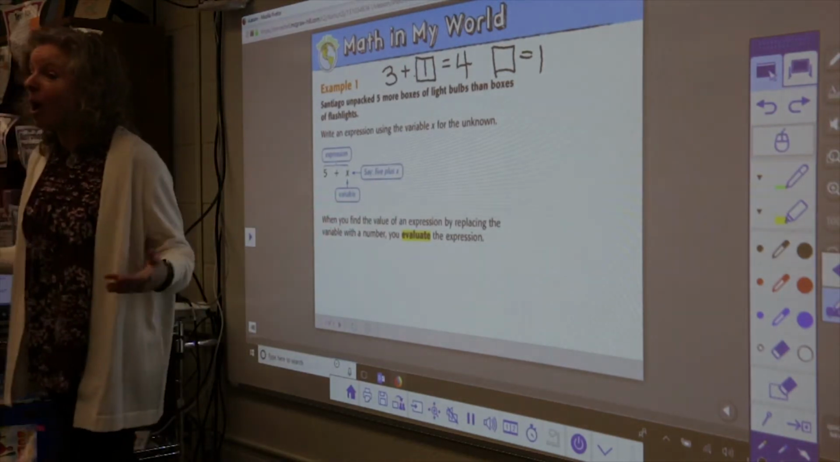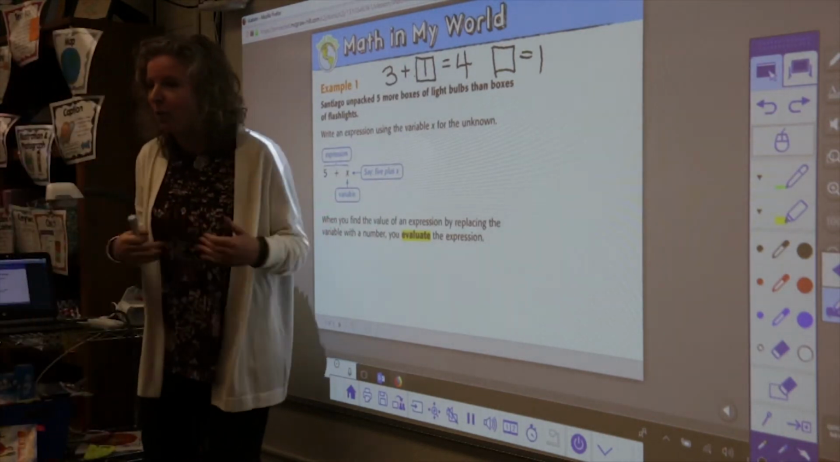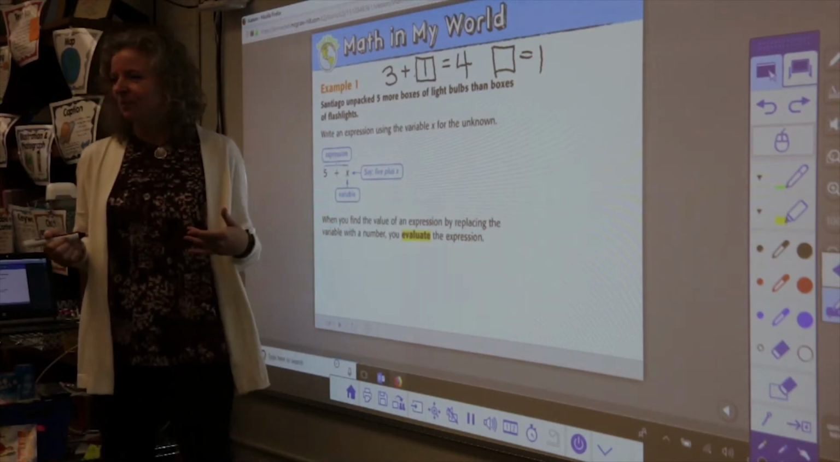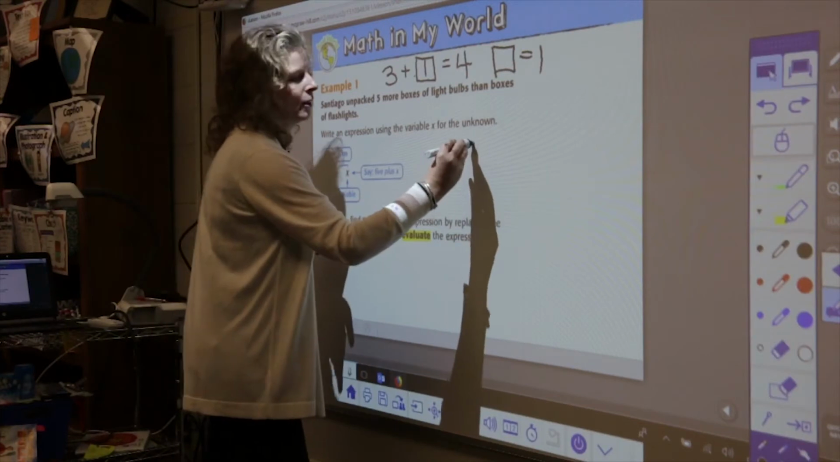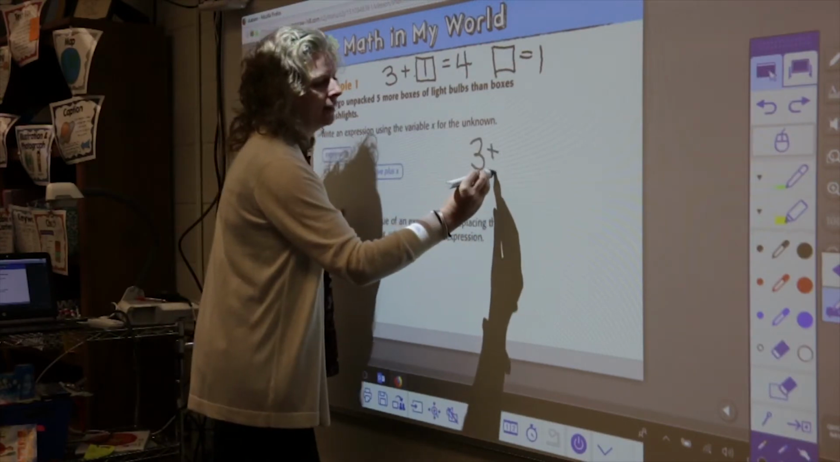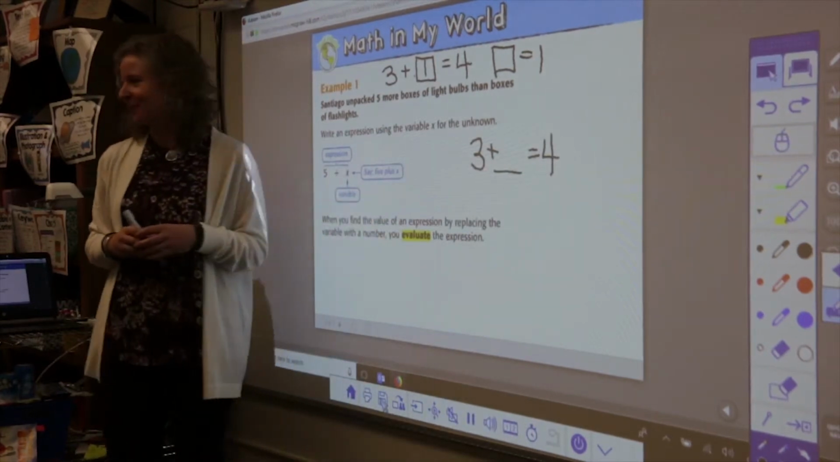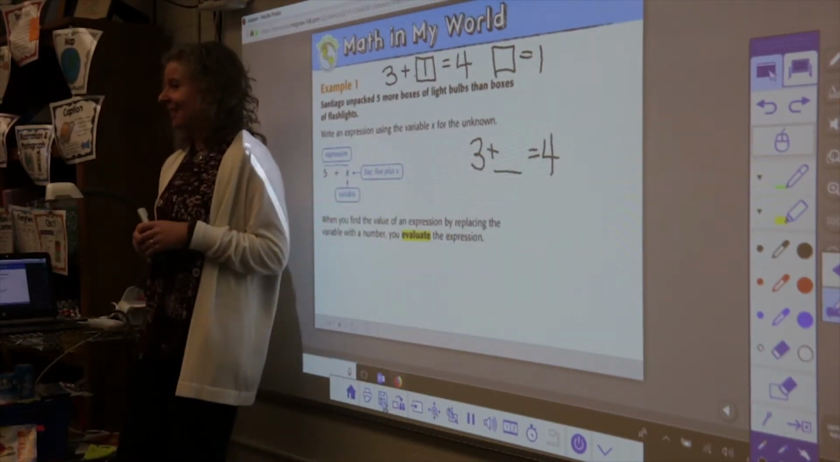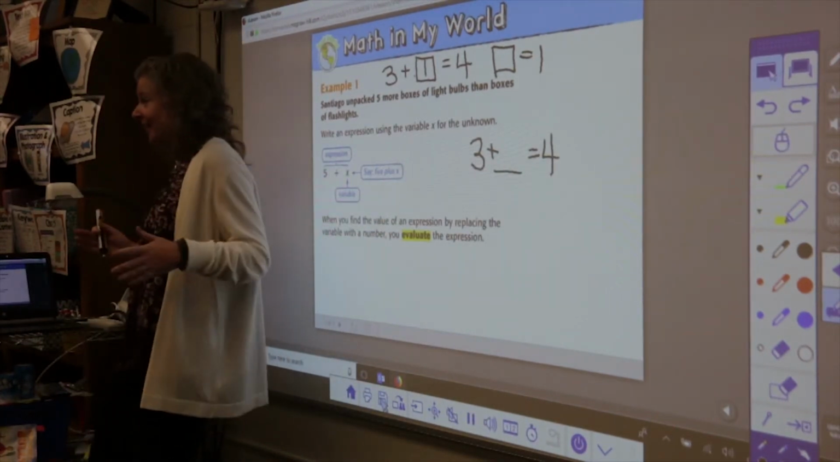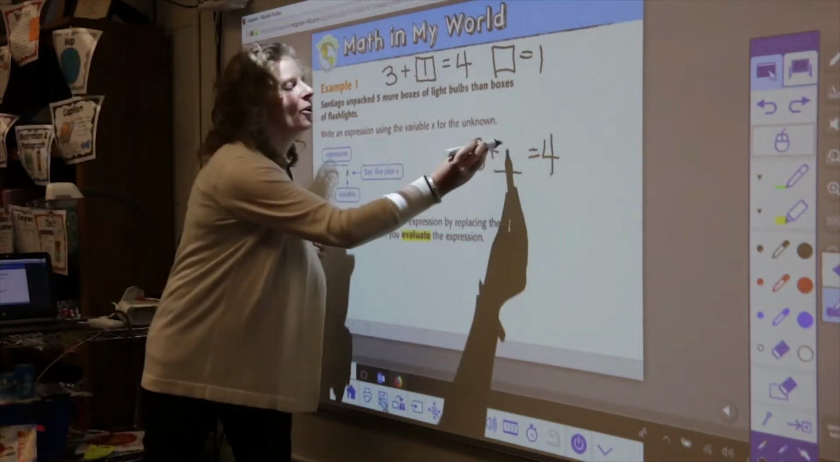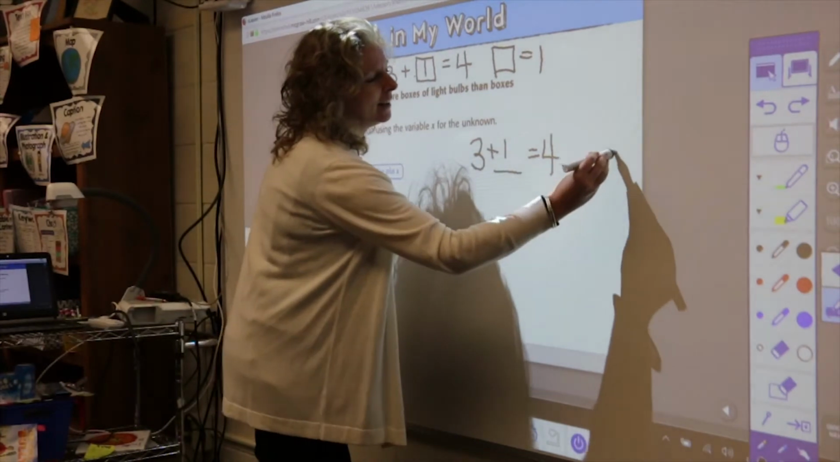After we went from the boxy poo, what did you move to? What was your next step for variables? Lexi? The blank. 3 plus blank equals 4. What do we think the answer is? Yes, Miss Anna? So our blank equals 1.